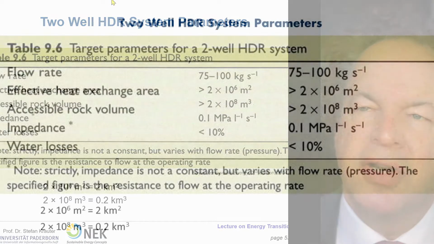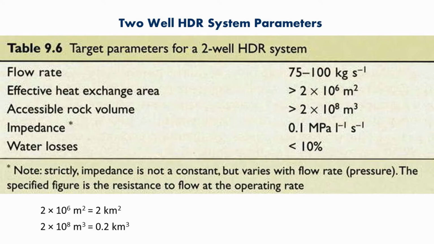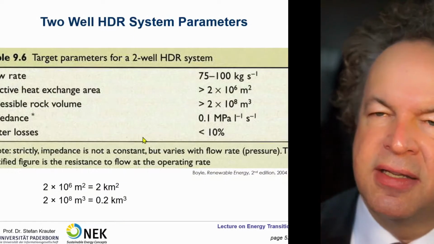Some target parameters of a 2-well hot dry rock system. You have a flow rate in the vicinity of 72 to 100 kilograms per second. You have an effective heat exchange area of more than 2 million square meters, that's about 2 square kilometers. You have an accessible rock volume of more than 2 by 0.2 billion cubic meters. The impedance is 0.1 megapascal per liter per second, and the water loss is less than 10%.